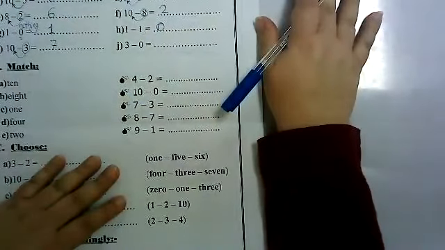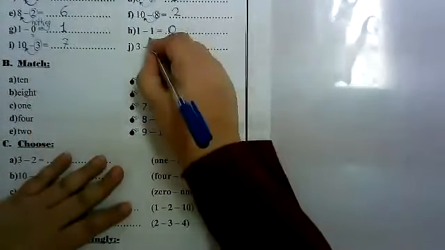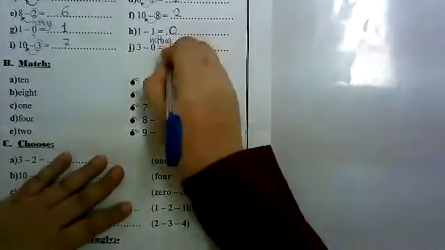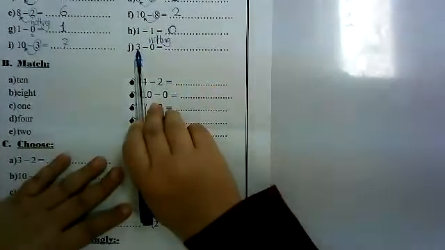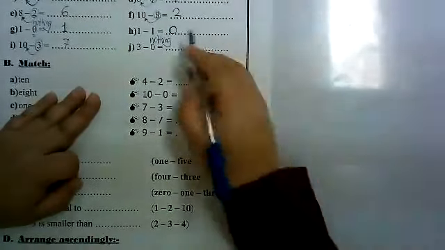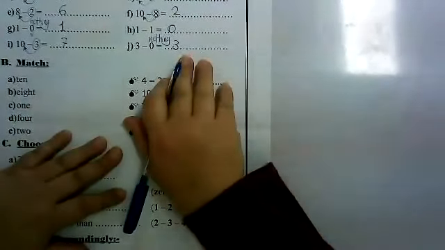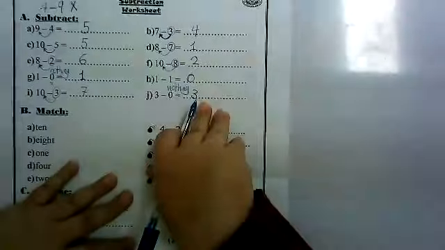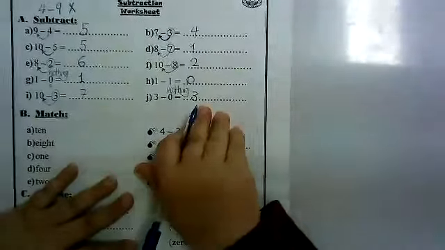The answer is 0. 3 minus 0, again, like we said here, 0 is nothing. 0 means nothing. We take nothing from 3. How many are left from 3? They are 3, and we take away nothing. So 3 is left as it is. 3 minus 0 equals the same number. Any number minus 0 equals the same number, because 0 is very, very weak.